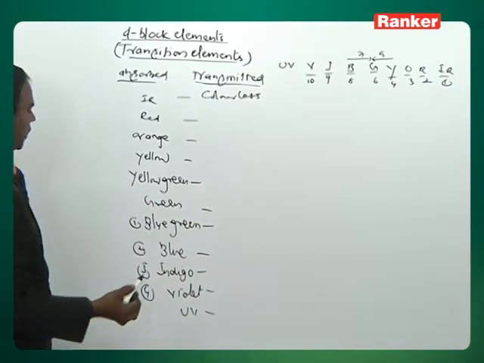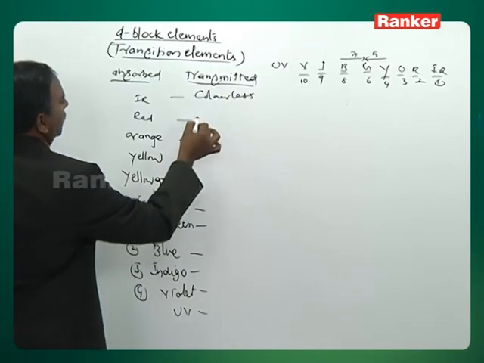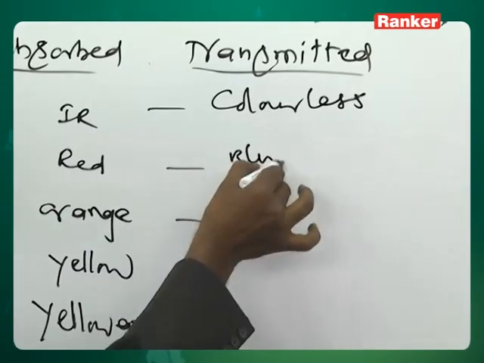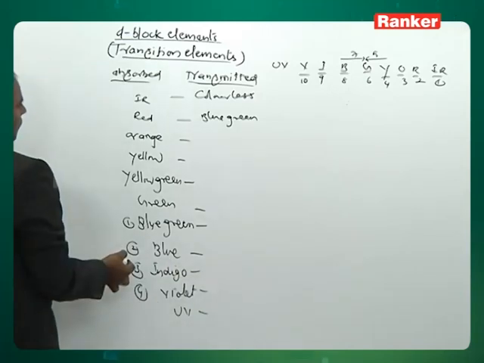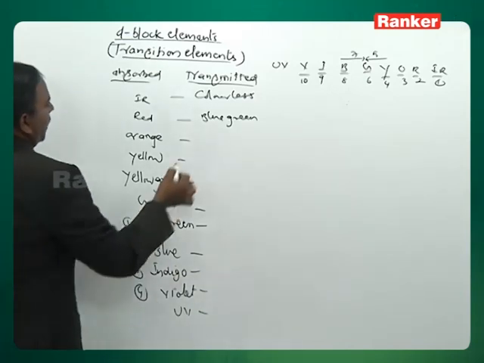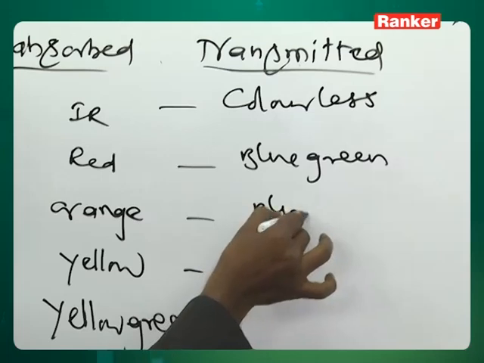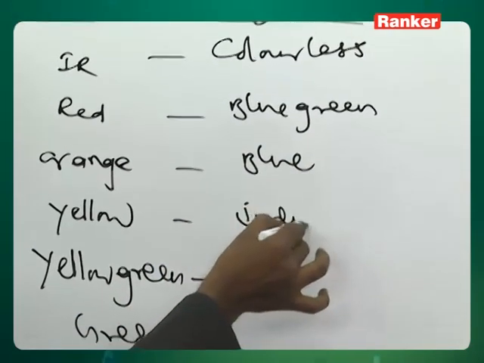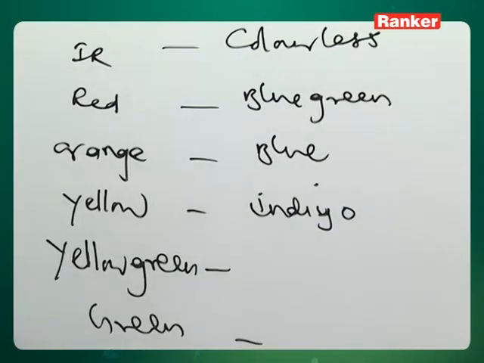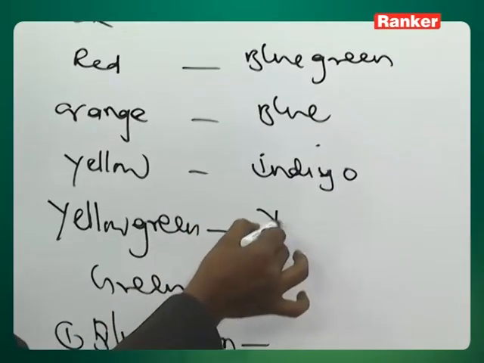Next you take red, orange, yellow, green. These particular four are considered. If red is absorbed, blue green is transmitted. Next orange, it will be what? Blue is transmitted. Yellow, then it will be indigo. Indigo is transmitted. And yellow green, this will be violet.